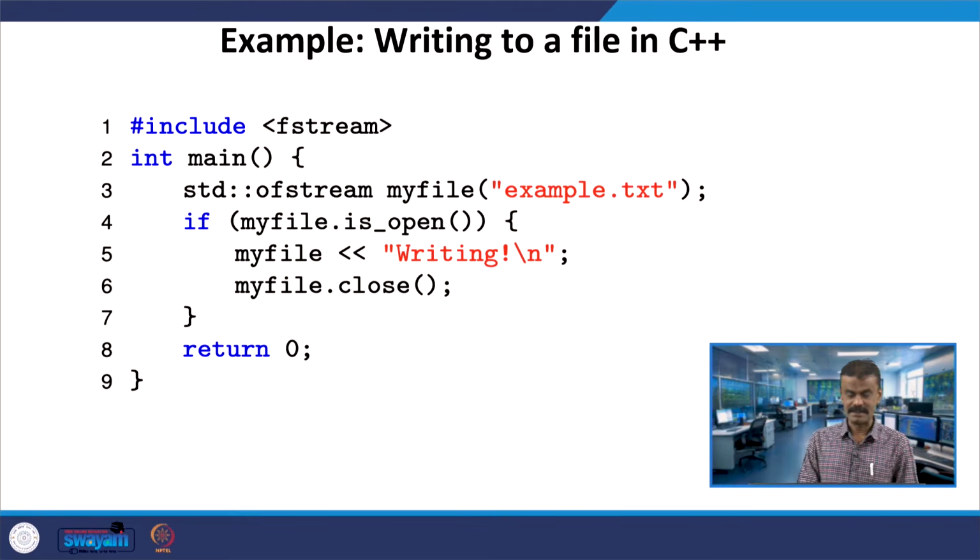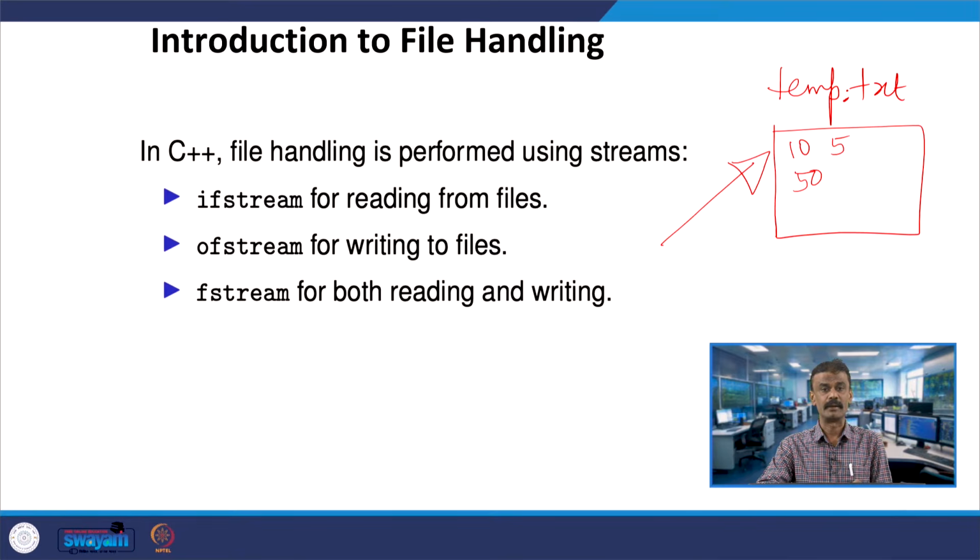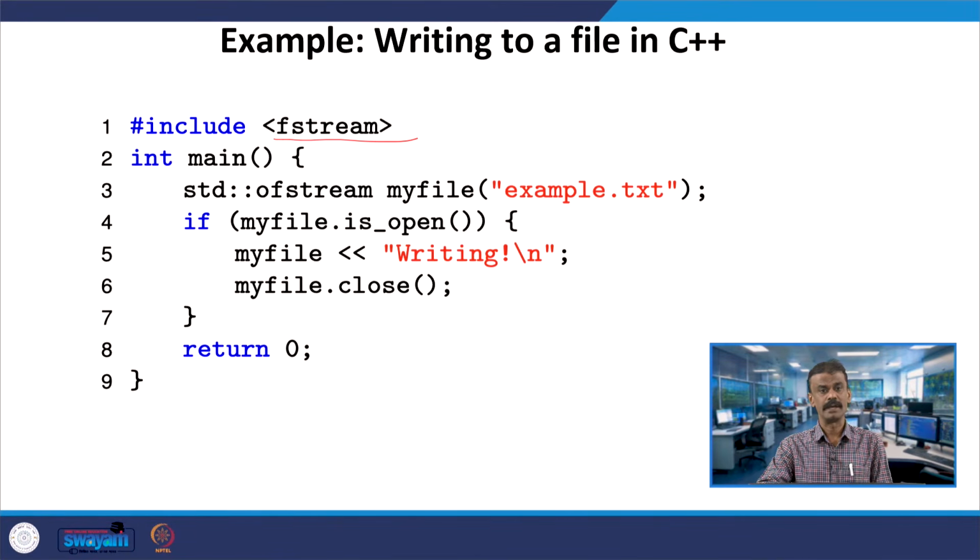So, let us consider the first program using a file. #include <fstream>, that means both input and output, both reading and writing, so we use fstream. So, you are including fstream. Then int main. I have my file, which is the object of the inbuilt output file stream.